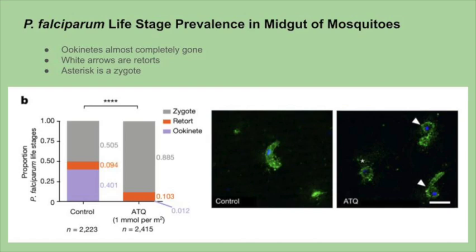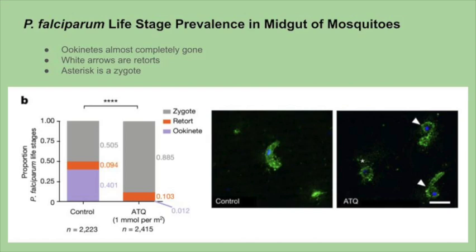And if you look at the pictures on the right here, this is of the mosquito midgut. And the arrows are retorts, and the asterisk is a zygote, but there's no ookinete prevalence. And you can see here on the left side, the control group, which there is.